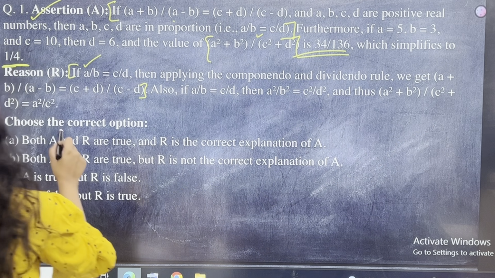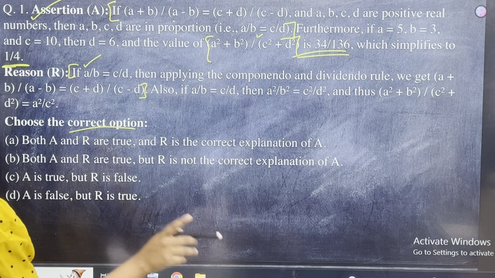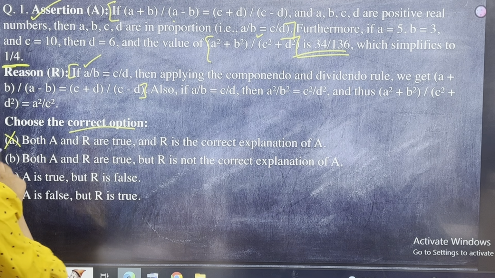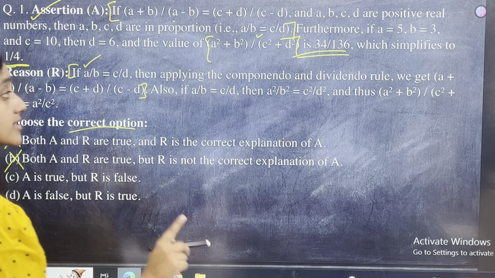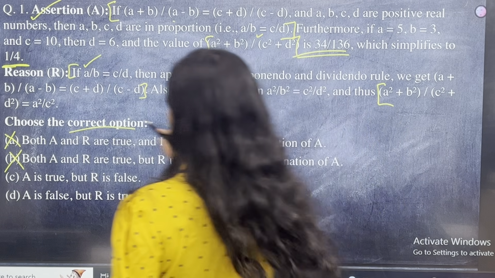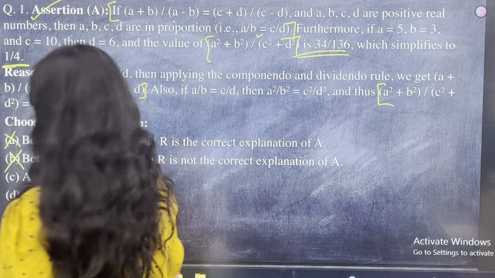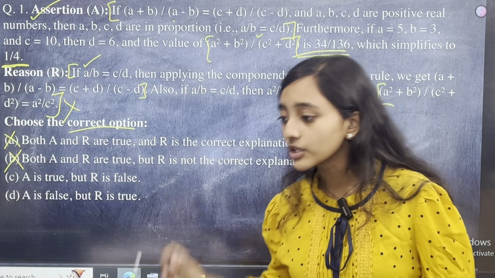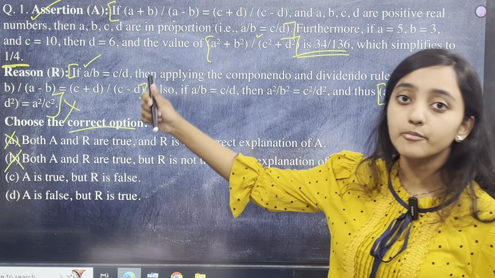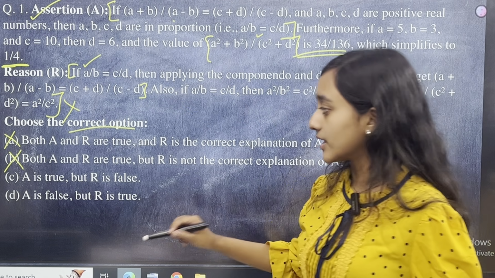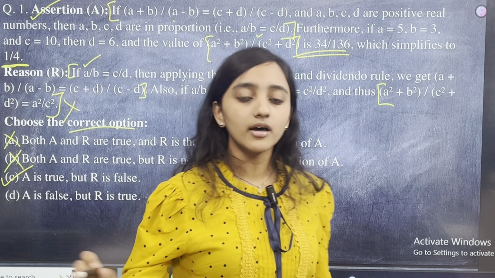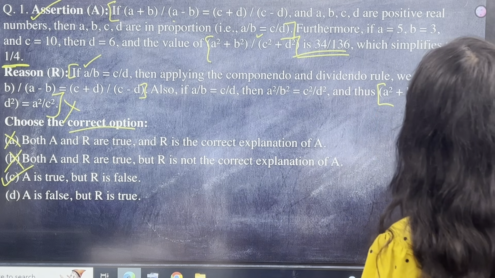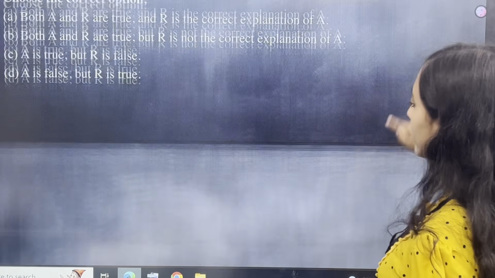Therefore, choose the correct option. Both A and R are true? No. So this is not there. A is true but R is false. A is false but R is true. A we found out is true, whereas R is false. The reasoning, this part from here to here is completely wrong. There is no such property which exists. You cannot generalize it just because of this one example to say that it always happens. And therefore, the correct answer is option C. A is true, but R is false. I hope you guys have understood this particular question really, really well.